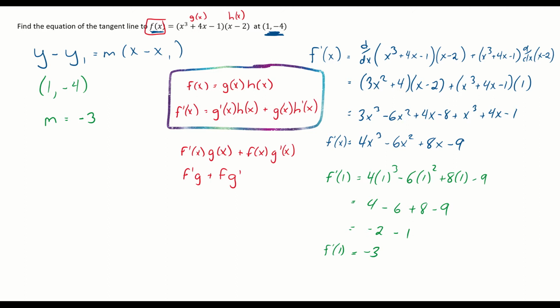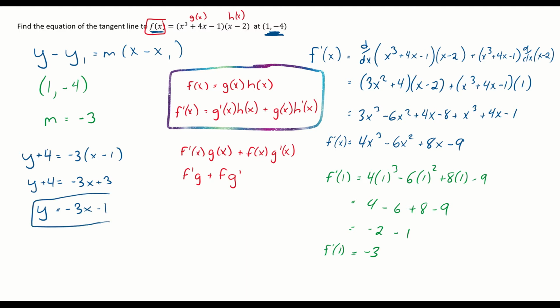So now we can descend from calculus and just work with some nice algebra and write the equation of our line. So y minus negative 4, so y plus 4 equals negative 3 times x minus 1. We'll solve for y, so I'll distribute on the right side and subtract 4. And here's the equation of our tangent line.